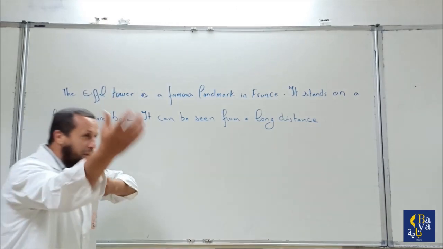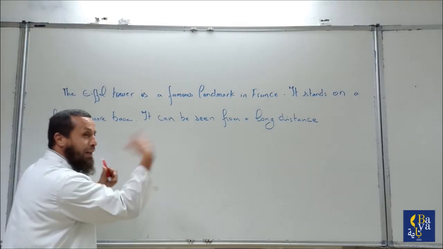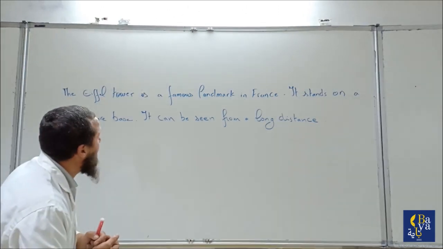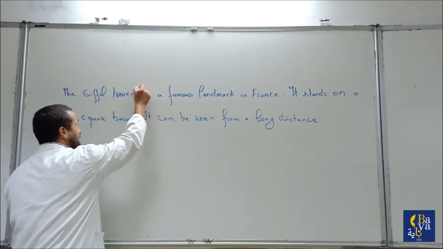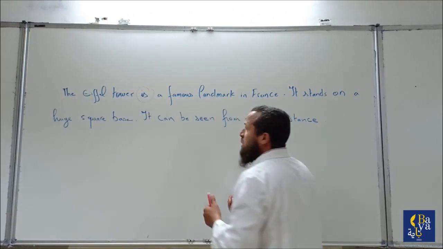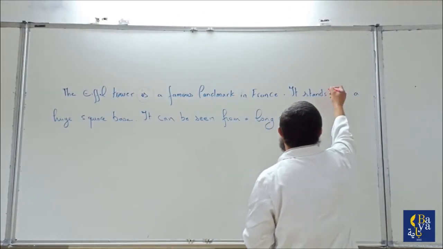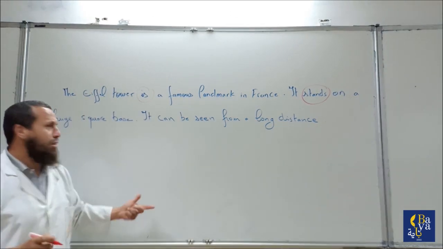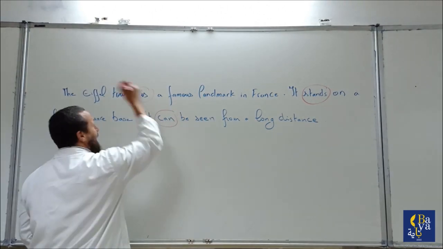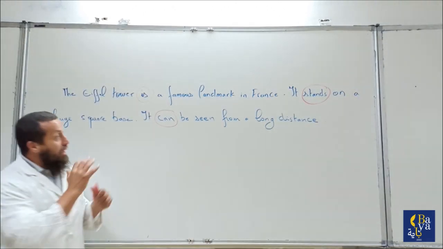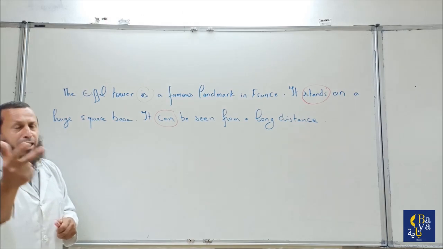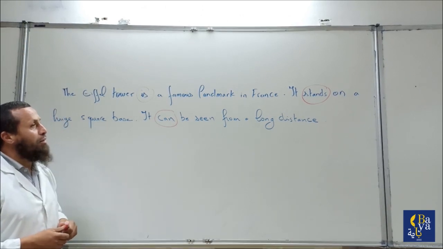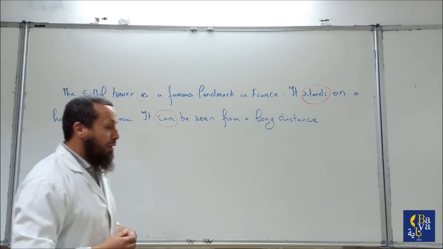Now, since we are talking about interrogative, negative, and so on, we are talking about verbs. Try to take out the verbs. The Eiffel Tower is a famous landmark in France. Where's the verb here? Sure, it's "is." It stands on a huge square base. Where's the verb here? "Stands." It can be seen from a long distance. The verb: "can." Can is a verb. In these three sentences, we have three different verbs, and they are all in present.